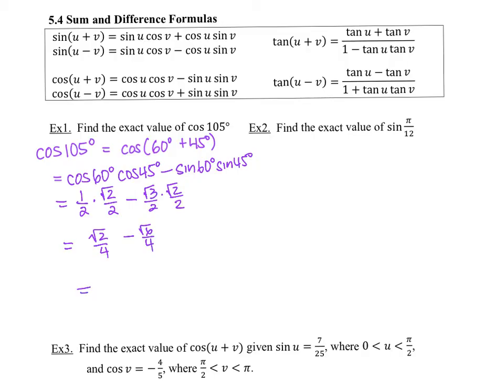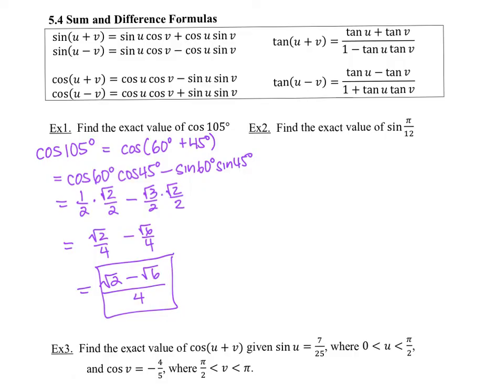And then we often write our answer as a single fraction. So root 2 minus root 6 over 4 would be the exact value for the cosine of 105 degrees. And there are other angles that would add up to 105 degrees, but we would end up with the same result no matter how you evaluated it. Okay, we don't normally use degrees though. We actually normally use radians.